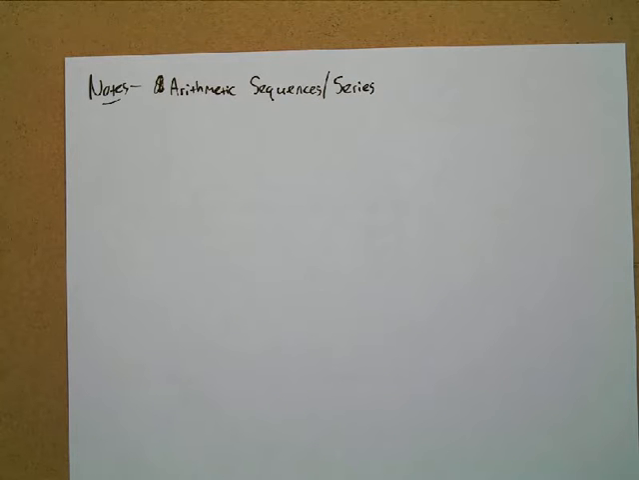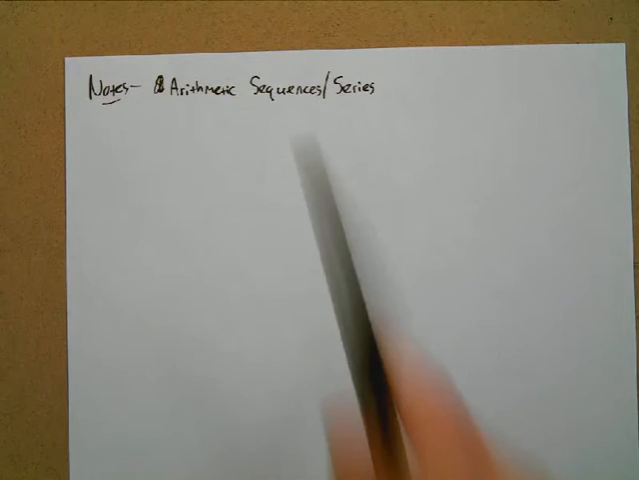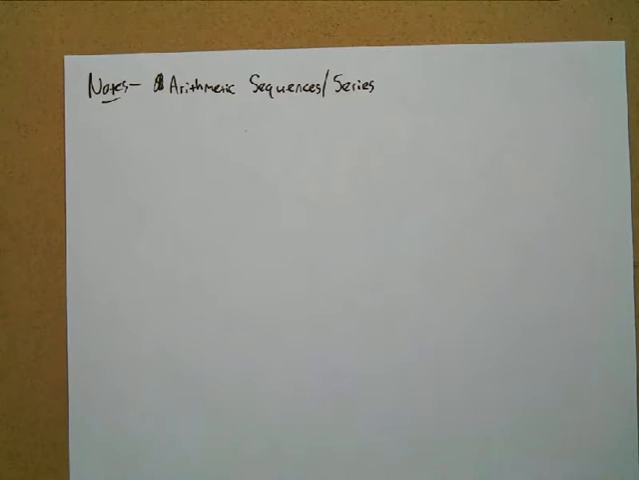A sequence is just another word for a pattern of numbers. Okay, we're going to look at a sequence first, and then we'll talk about what a series is. A sequence is a pattern of numbers, right? An arithmetic sequence is a specific kind of pattern of numbers.